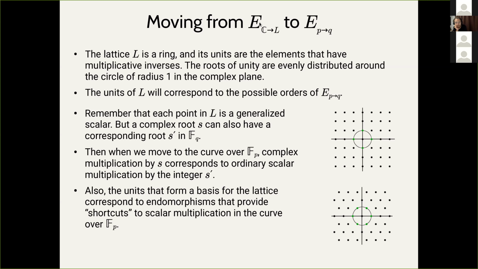Okay, so when we move from the elliptic curve over the complex numbers to the one over finite fields, these complex roots can correspond to roots of unity in the finite field. So we might have 6 roots of unity in the finite field, and then it will turn out that multiplying by one of these scalars is equivalent to multiplying by an integer. But it will be a shortcut to multiplying by that integer because it's sort of moving in the imaginary direction here in the lattice.